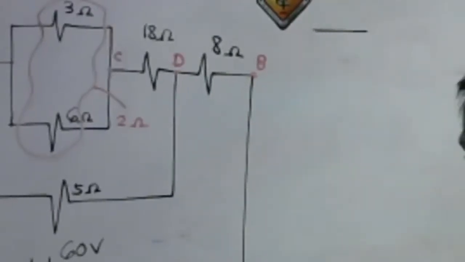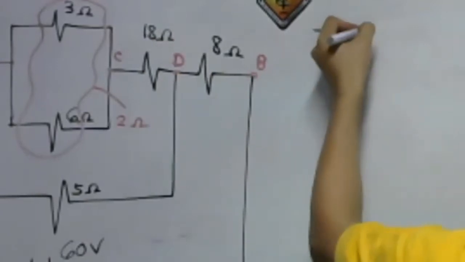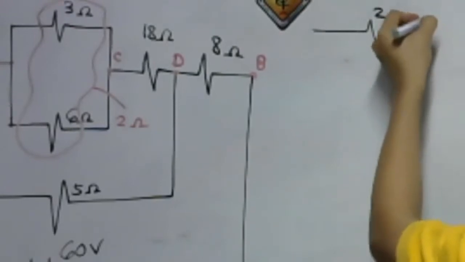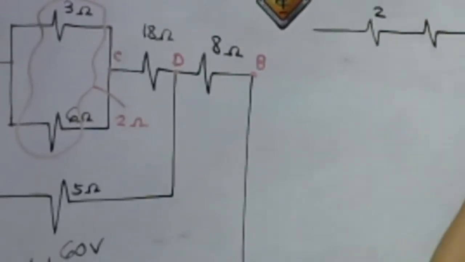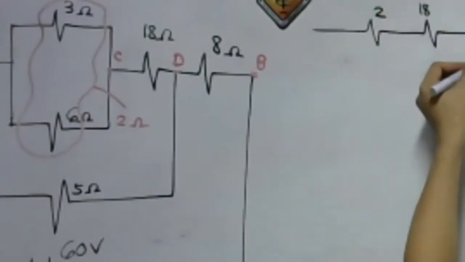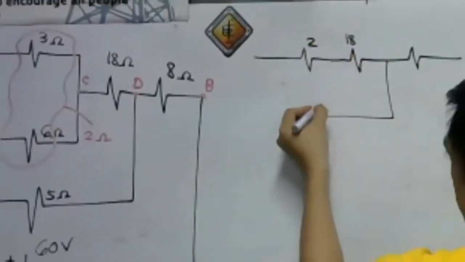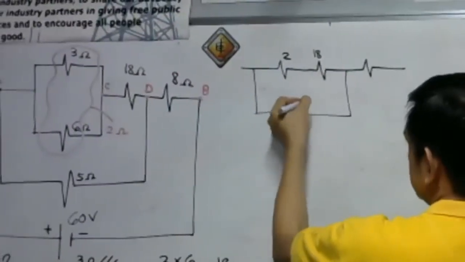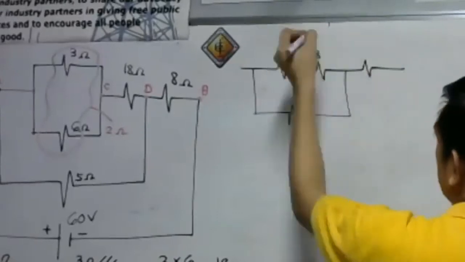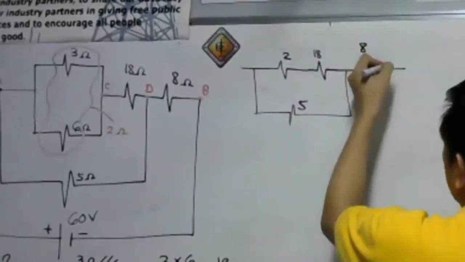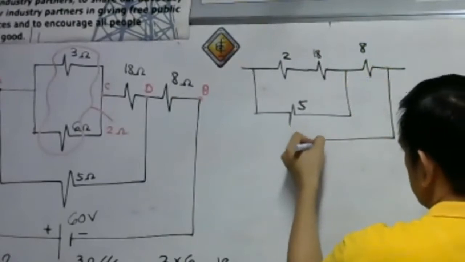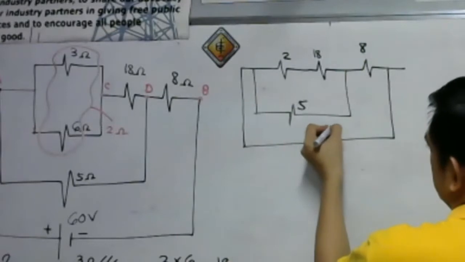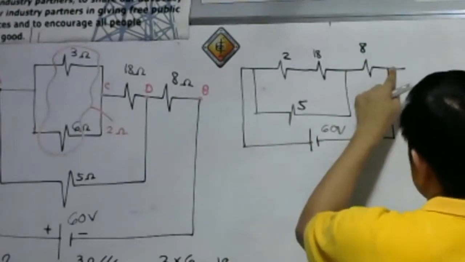I'll show this to you guys. We have here the 2 ohm resistance. Then we have the 18 ohms. Then still we have our 8 ohm. And then we have here our 5 ohm resistance. And then, of course, our source voltage here, the 60 volts.